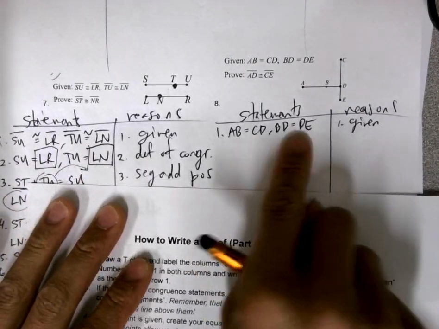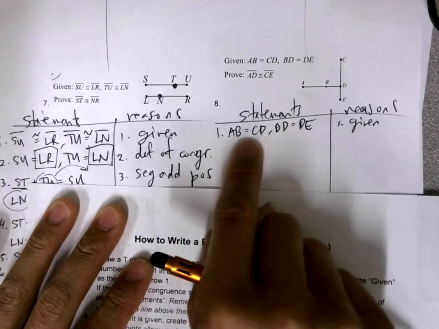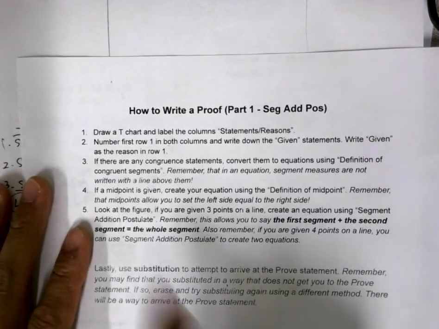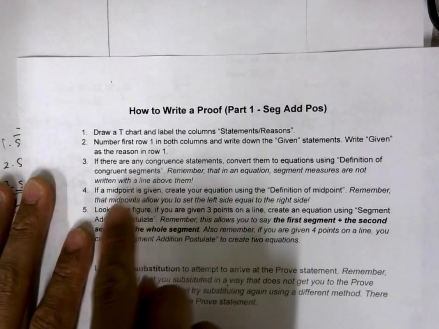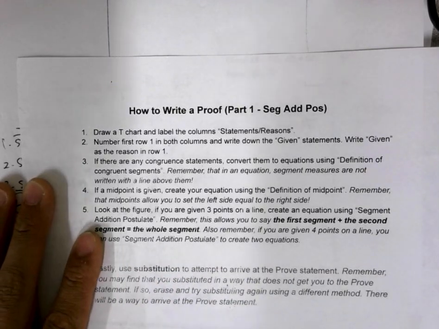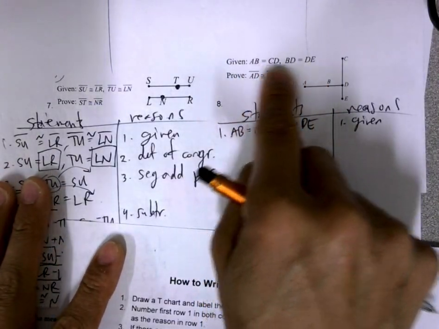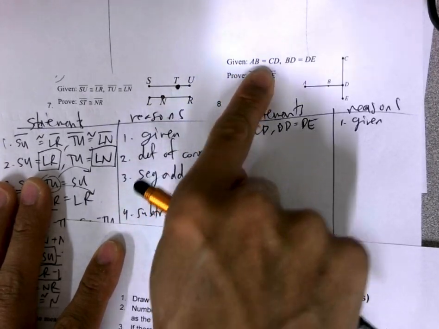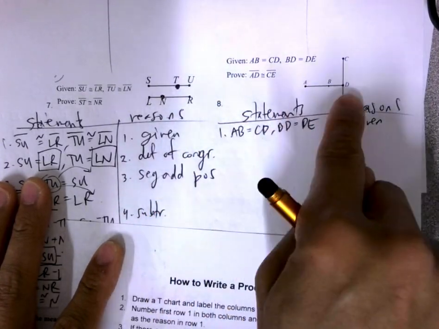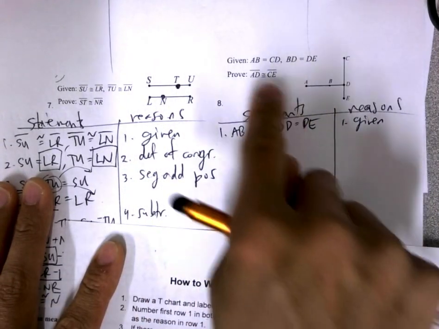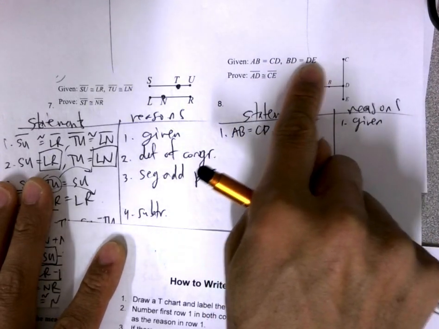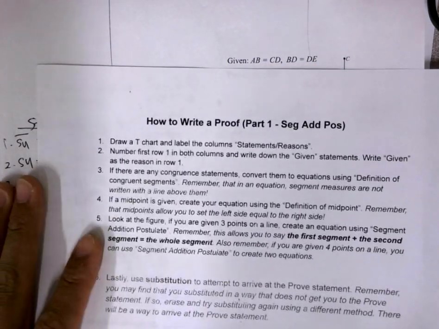So do we have any congruent statements? No, we have 2 equations, no congruent statements, so we skip step 3. Right. We move on to step 4. Are there any midpoints given? Well, if a midpoint was given, it would say midpoint here somewhere. It would say B is the midpoint of AD, or D is the midpoint of CE, but it does not say midpoint anywhere, so we are not given any midpoints.